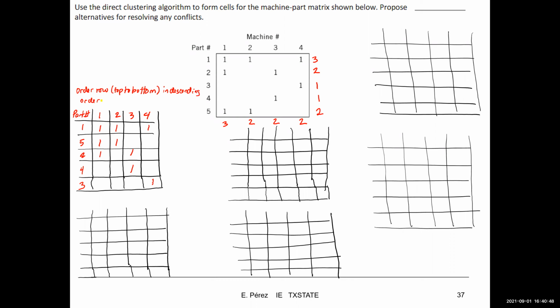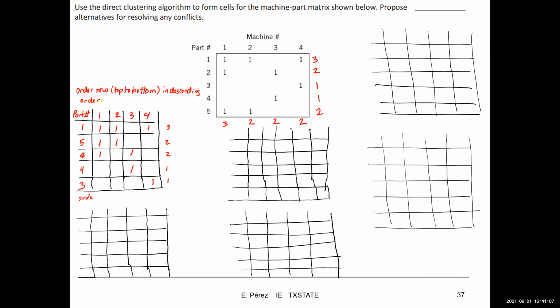So we end up with 3, 2, 2, 1, and 1. The next step is to order the columns from left to right in ascending order.